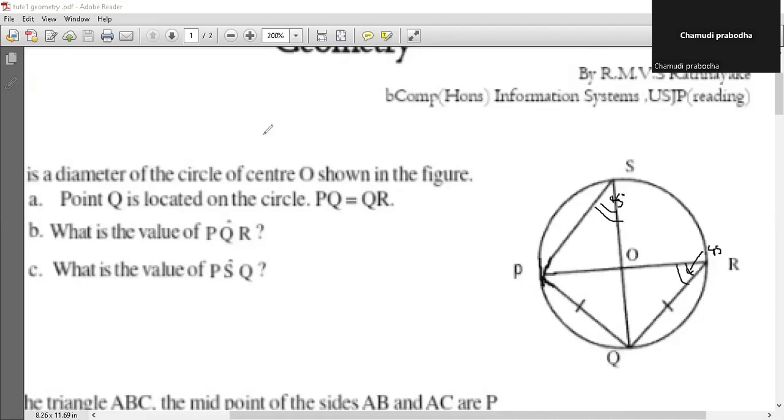So students, I will upload the answer script later. Then shall we move to the next question? Are there any doubts? Tell me.